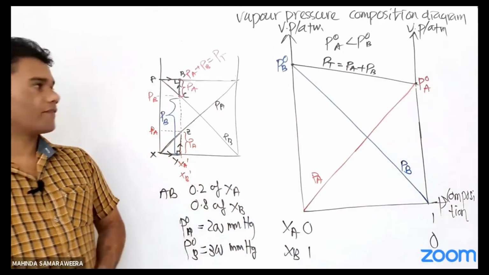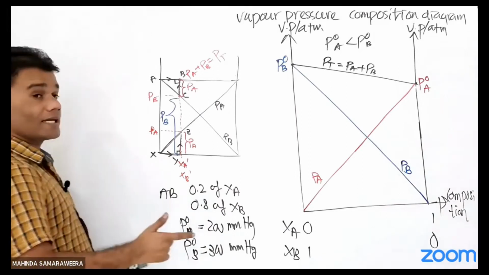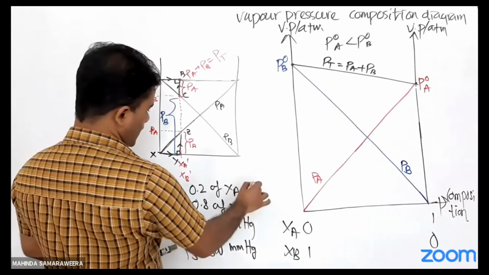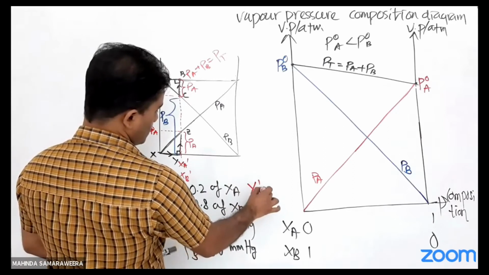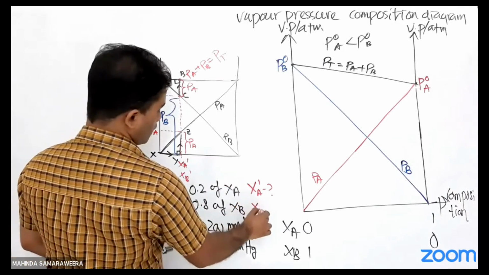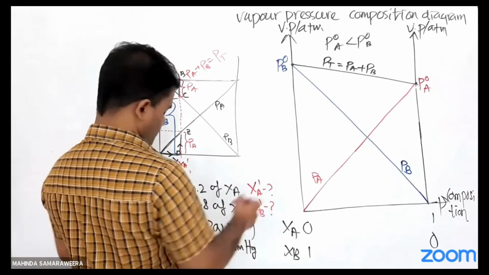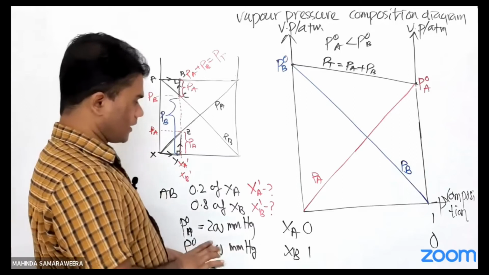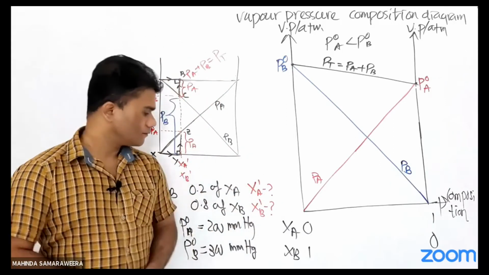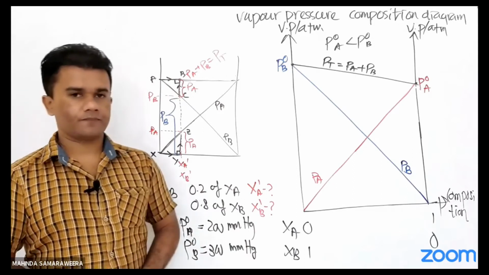Calculate the mole fraction of A and B in the vapor phase. Calculate the mole fraction of A in the vapor phase, that means X dash A. So you have to calculate X dash A and X dash B. That's what you are asked to calculate.